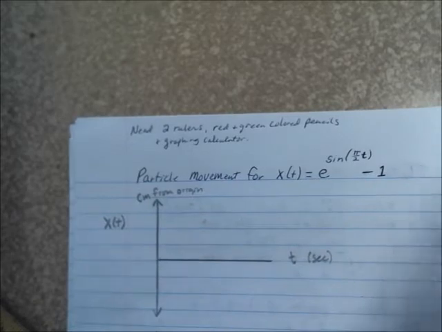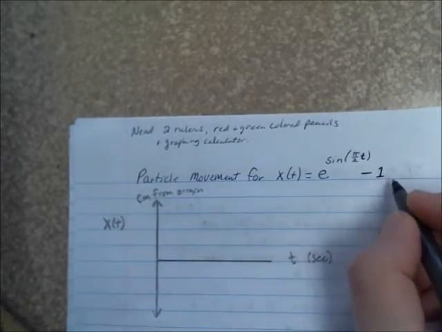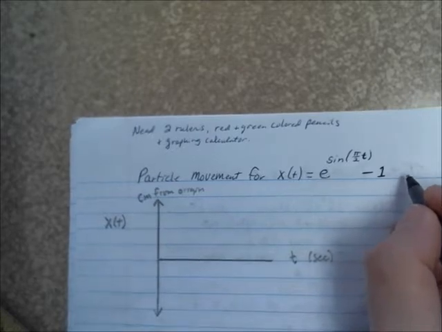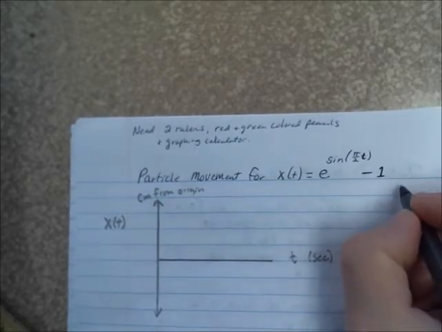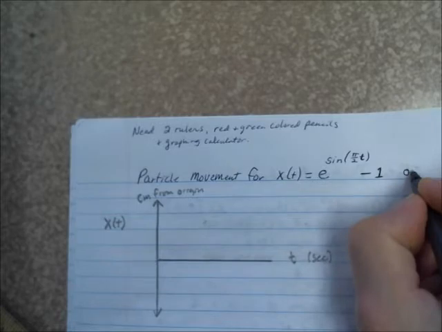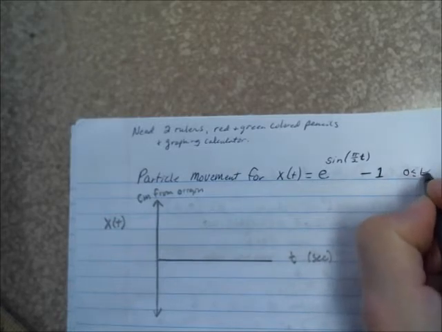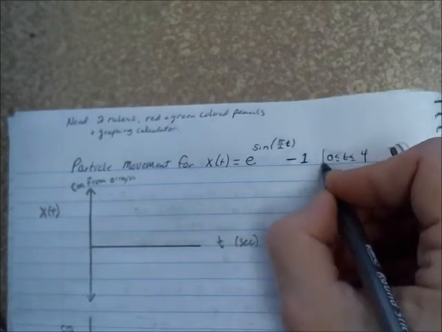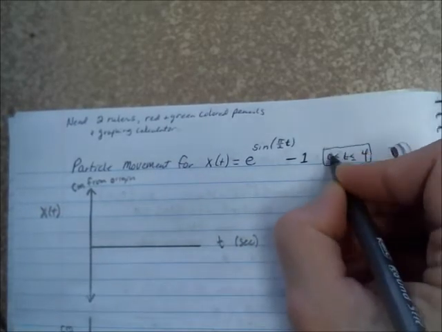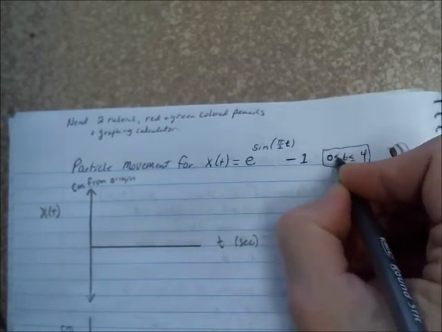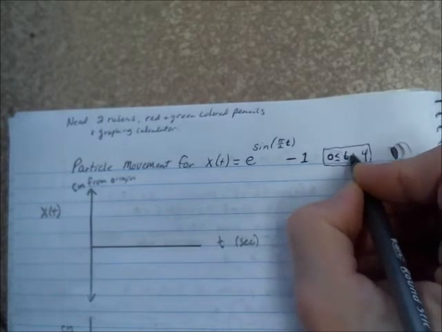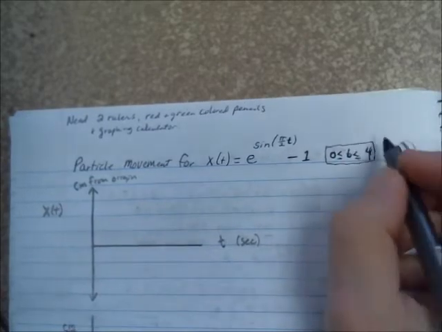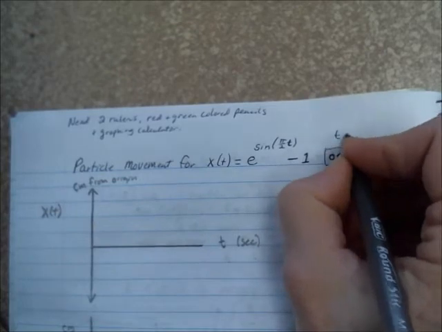So this is the position, and this is in centimeters from the origin, and t is for time. So the time goes from 0 seconds all the way up to 4 seconds. That's going to be the domain of the function. So the particle starts when time is equal to 0, and it stops when the time is equal to 4, and the time is in seconds.